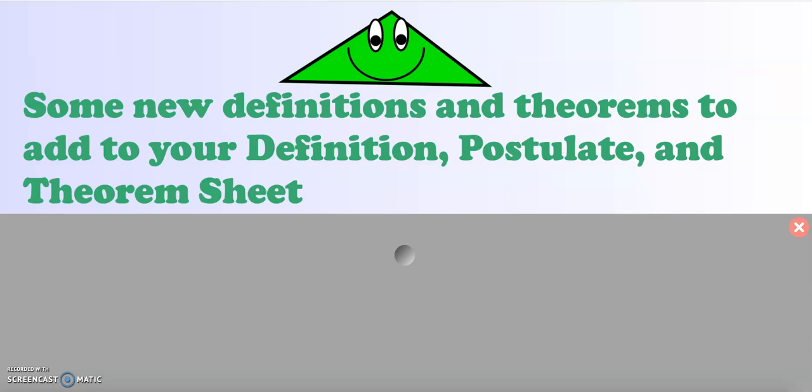Before we get started doing any triangle proofs, you watched your video yesterday that talks about the 5 shortcuts to proving triangles are congruent. But I want to add some new definitions and theorems to your definition, postulate, and theorem sheet. So today you're going to be taking notes on your own, so plan on pausing the video, writing things down, drawing pictures, and even trying some of these proofs before you watch me go through and try them.